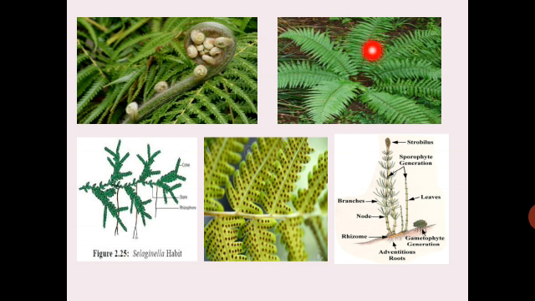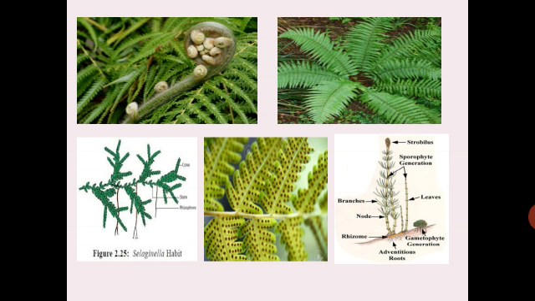So this is the Dryopteris being shown here, Selaginella, and here you can see beneath there are sporangia at the margin being shown. Okay, and then this is Equisetum. So these are the examples of pteridophytes. Today we will stop here, and in the next class we will study the next part of the chapter.